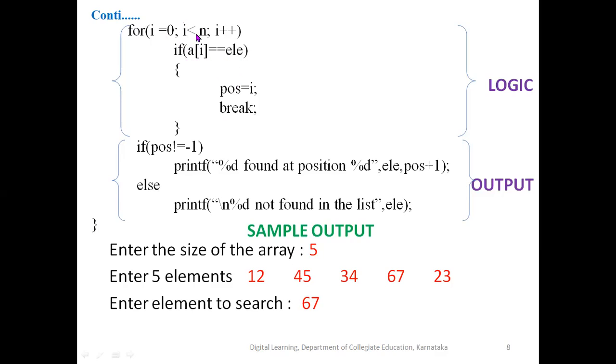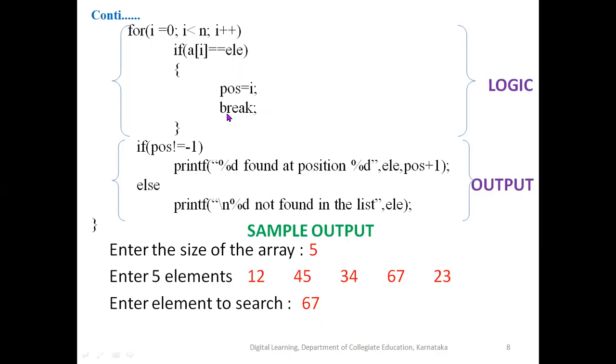When I is 3, we are comparing A of 3 and the element. A of 3 is 67 and ELE is also 67. Now the decision statement turns to be true. When it is true, the control enters inside the true block. In the true block, we have pos equal to I and break. So pos turns to be equal to 3 now, and the break statement helps to come out of the loop.